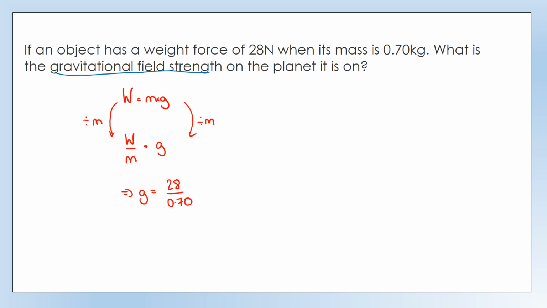Now we can plug in our numbers. We've got a weight force of 28, so in place of W, we put 28. We've got mass 0.7, so we put 0.7 in place of mass. Calculate our answer, and we get our unit. Now, how did I know what the unit was? Well, the first way is you can see it if you look in the equation table. The other thing we can do is note that weight force is in newtons, divided by mass, which is in kilograms. Therefore, we get newtons per kilogram. So that's our g.